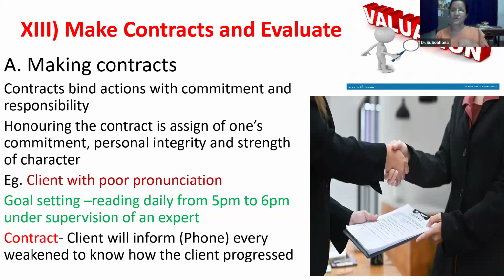So we need to have goal setting. And I asked the client to read from 5 to 6 p.m. under the supervision of an expert. I also asked one of the teachers to supervise that particular person in reading practice. Then I told the client, you have to inform me over the phone every weekend what progress you have made, what pronunciations you have really learned, and what accent you used. And also I gave them some apps that will help them have better pronunciation. So this is the way you can make a contract and evaluation. Simple thing, but it will have an effect on the client.